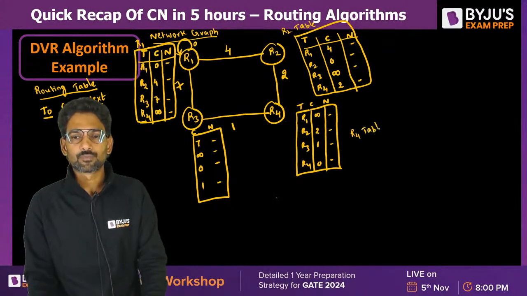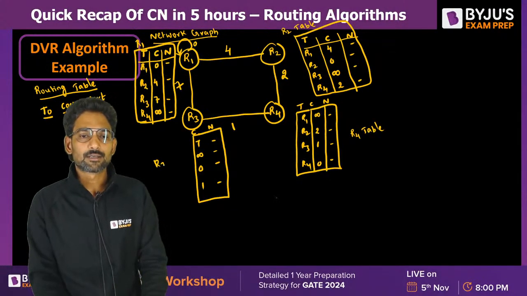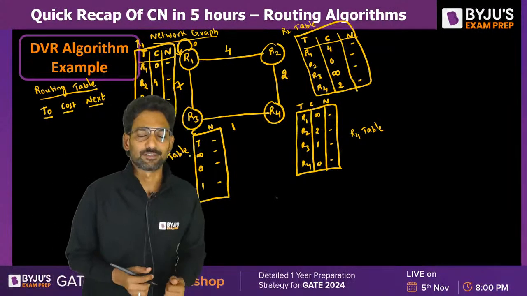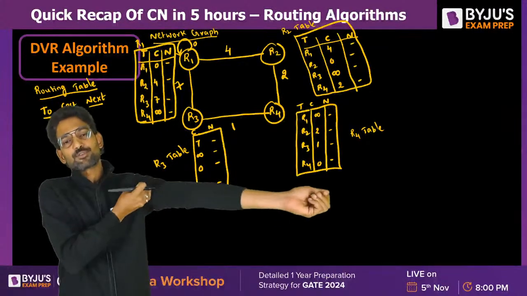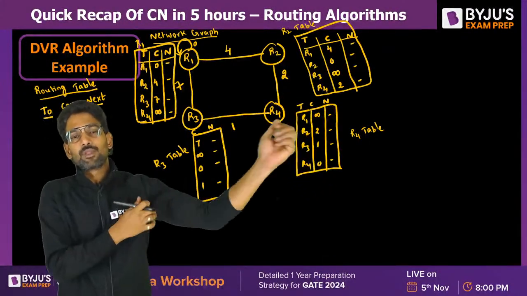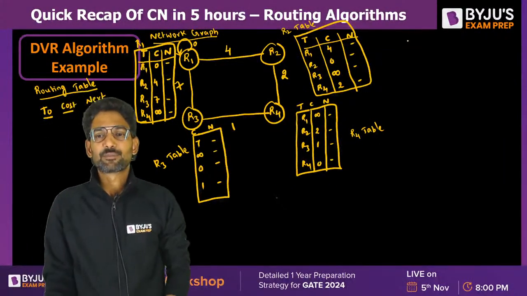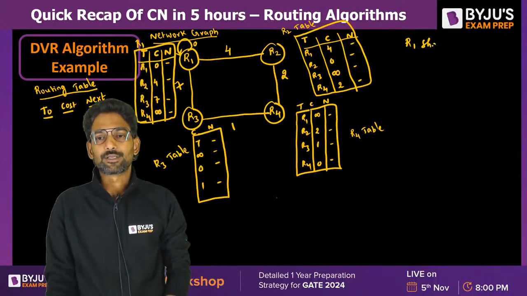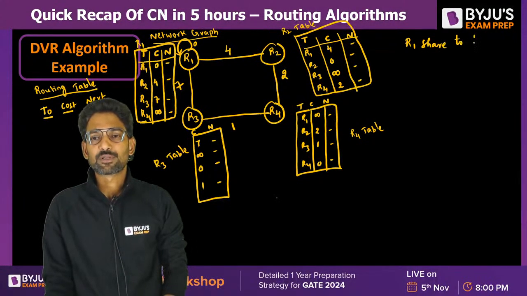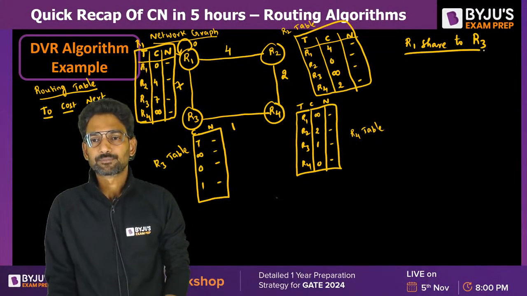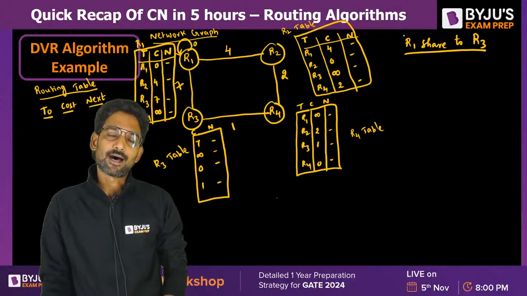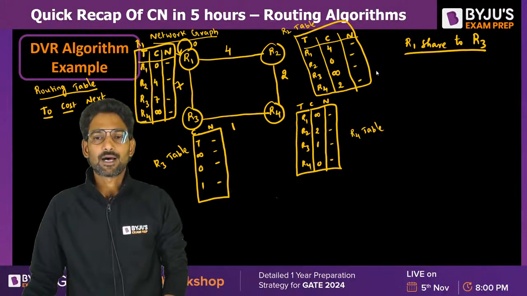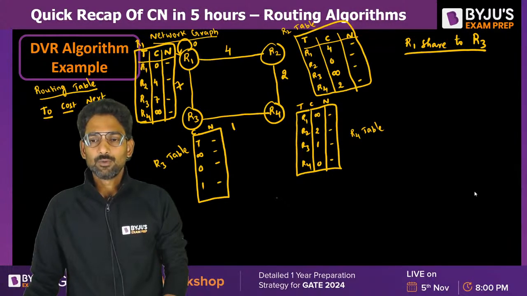Now, how does routing start? How does routing happen? By sharing. Now, let us suppose R1 shares its information with R3. R1 shares its information with R3. So, who is the sender? R1. Who is the receiver? R3.